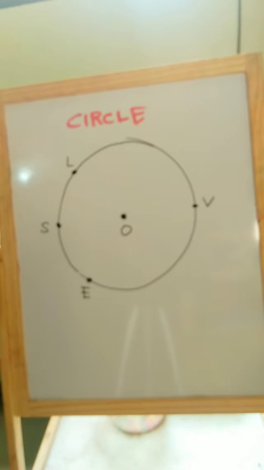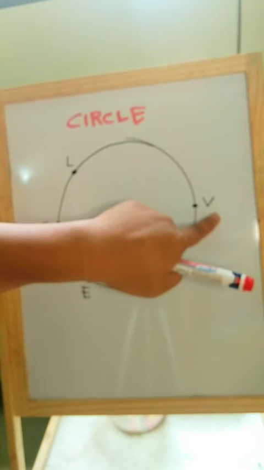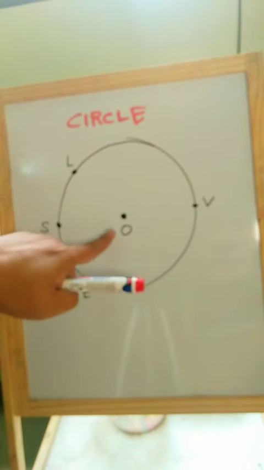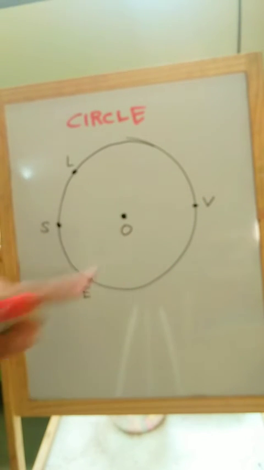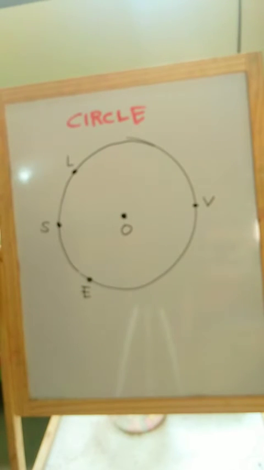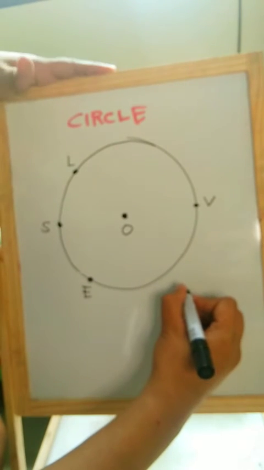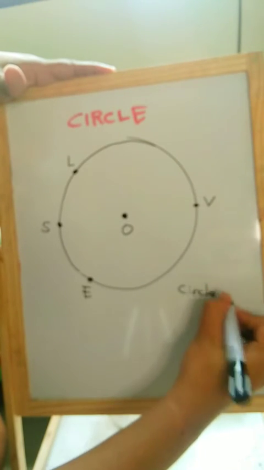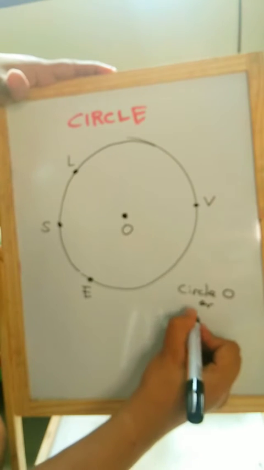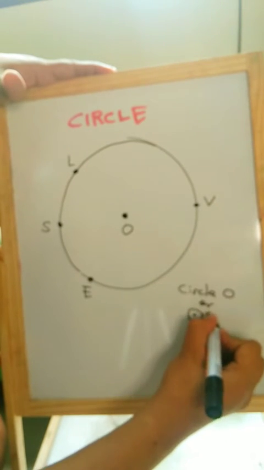Okay, now points L, S, E, and V here are parts or points of this particular circle, but not letter O. So, hindi kasali si point O dito. Gayunpaman, ginagamit natin itong point na to, yung center, to name a circle. So, we name this as circle O. Or, we can just rewrite it as circle O.